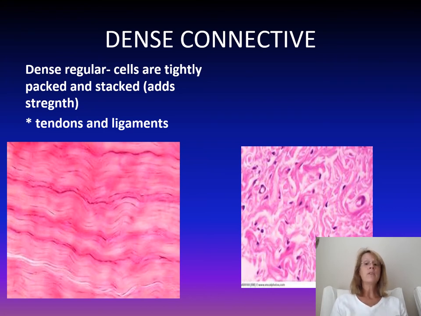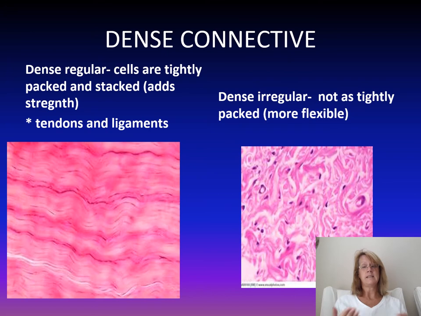If you're not quite familiar with the difference between these, tendons are what attach your skeletal muscle to your bone, like your Achilles tendon. And then ligaments connect bone to bone, like your ACL. Now, the second picture here is what's called irregular dense connective tissue. And you can see in the drawing here, it's not as tightly stacked.